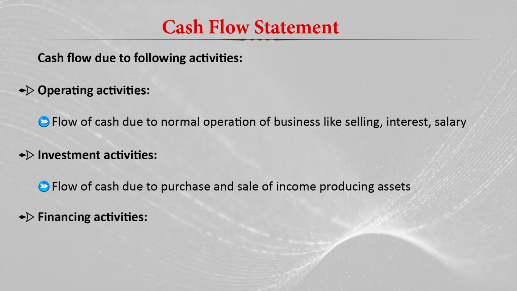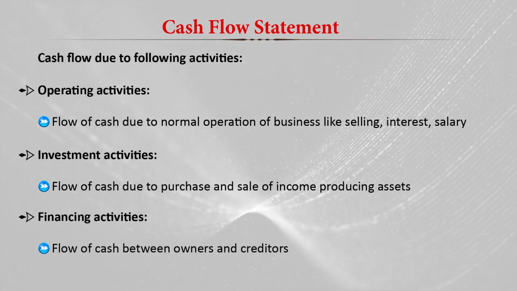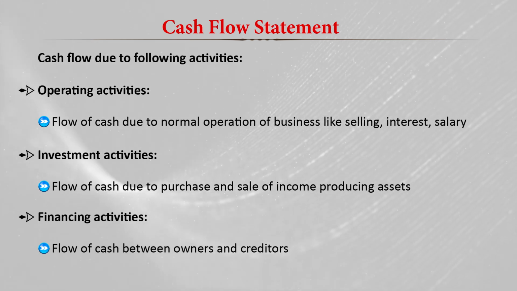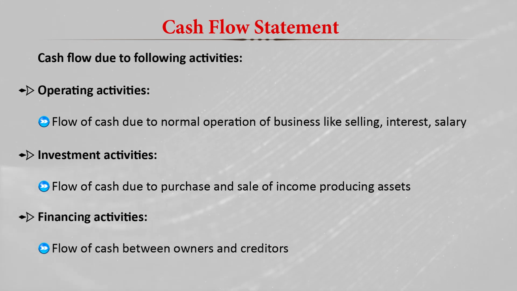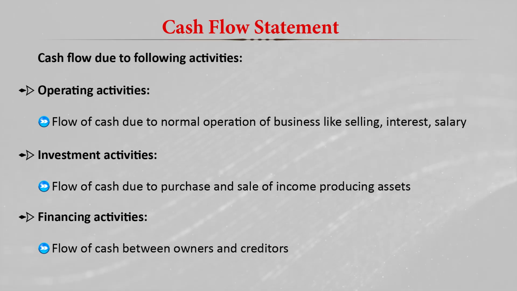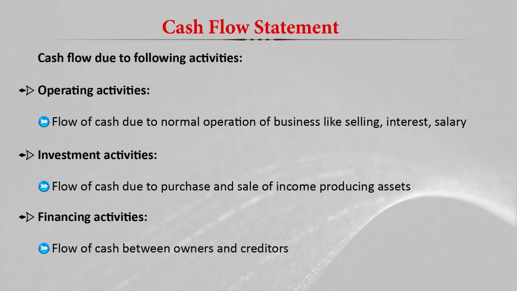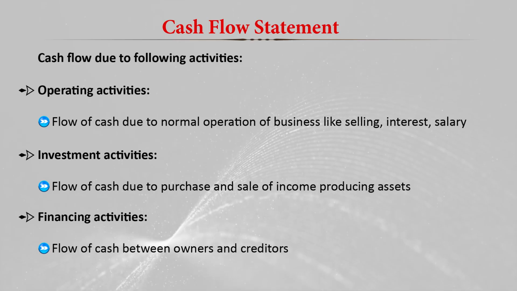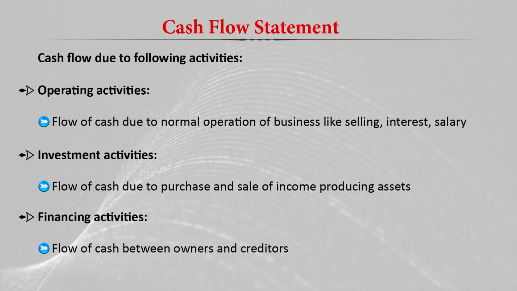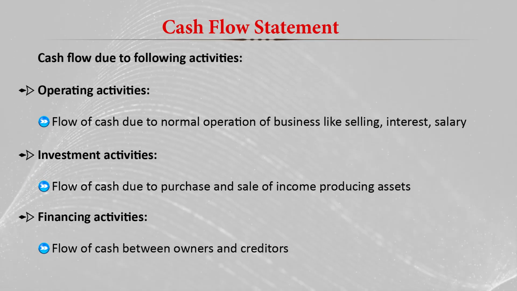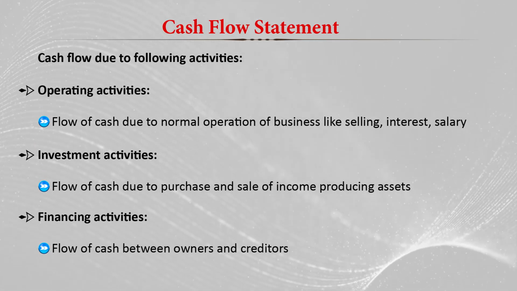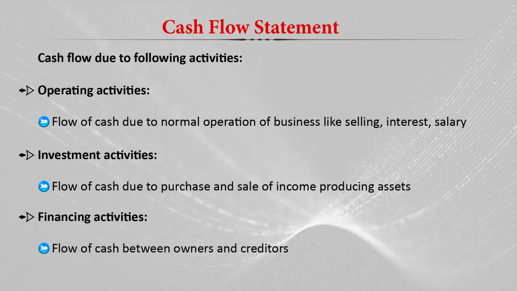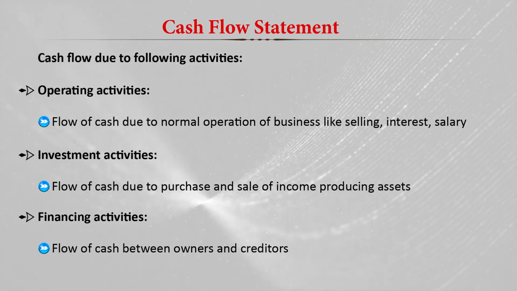Then we have the financing activity, like flow of cash between the owners and creditors. If we are getting some loan from the bank, the fund is coming to the company. If we are making repayment, the principal we are paying, it means the fund is going from the firm to the bank. So there are three different activities from which cash flow appears: operating activity, investment activity, and financing activity. And the cash flow statement is basically prepared from the entries in the balance sheet and the income statement.